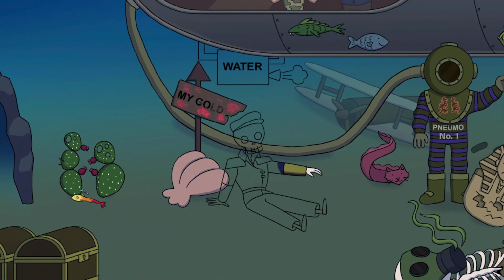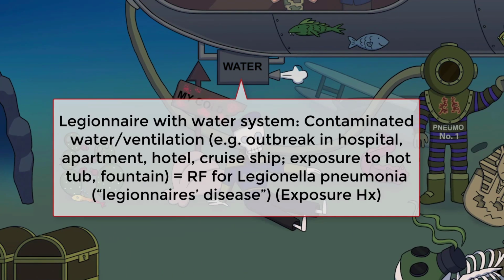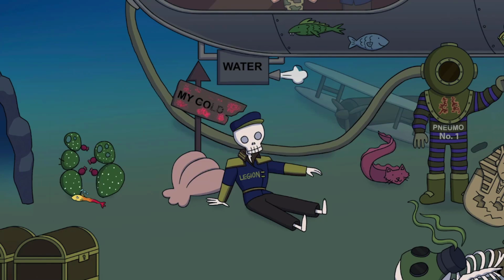We are not done yet, though. There are a few other exposures to ask about in order to evaluate for some of the more unusual bugs. This Legionnaire over here represents Legionella, an atypical bacterium associated with contaminated water and ventilation systems. Suspect Legionella if an outbreak of pneumonia has occurred in a hospital, apartment building, hotel, or cruise ship, for example. You might also want to ask about exposure to other water sources, such as hot tubs and fountains.